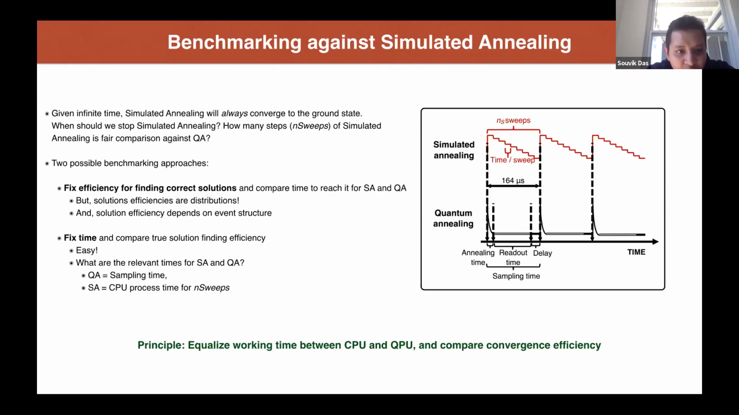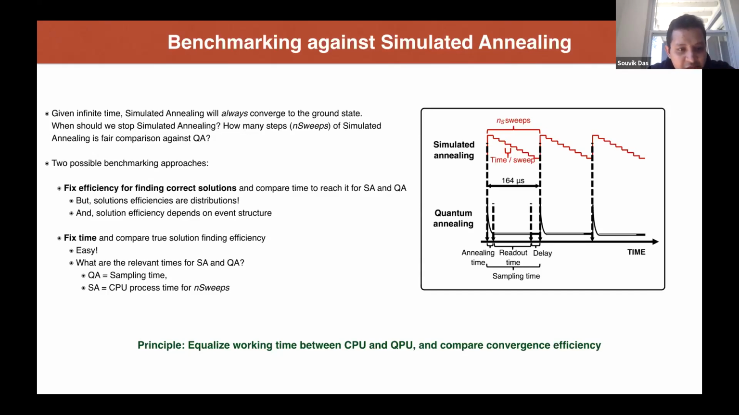There are two possible benchmarking approaches. One is to fix the efficiency for finding the correct solution. For example, I found 66% efficiency for the quantum annealer, so maybe we can see how much time it takes for a simulated annealer to get to 66% efficiency. But there are some drawbacks, because solution efficiencies are really distributions when you have a bunch of events. So which solution efficiency do you match? How can you actually match the distributions? Also, it depends on event structure.